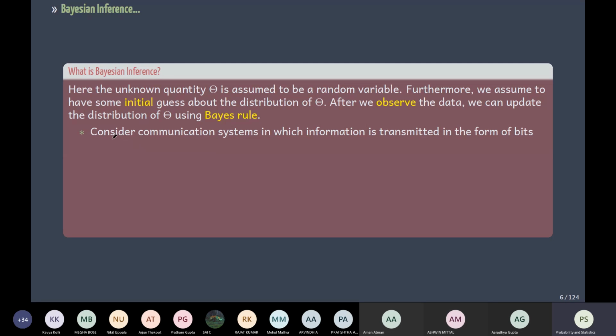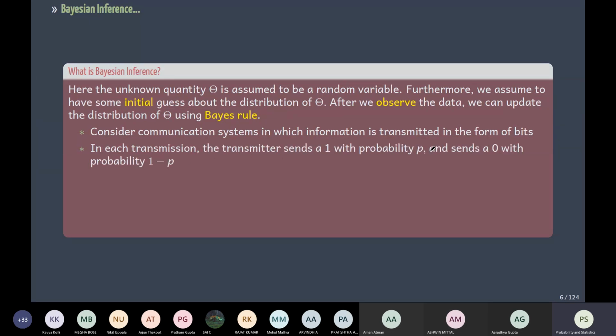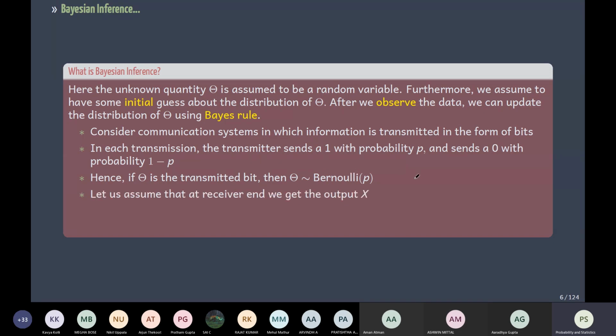For instance, let us consider this example. Consider communication systems in which the information is transmitted in the form of bits. In each transmission, the transmitter sends a 1 with probability p and sends a 0 with probability 1 minus p. Hence, if theta is the transmitted bit, then theta is 0 or 1, with 1 having probability p. So we know that it's a Bernoulli. Let us assume that at the receiver end, we get the output x. The problem now is to estimate theta from the noisy output x.